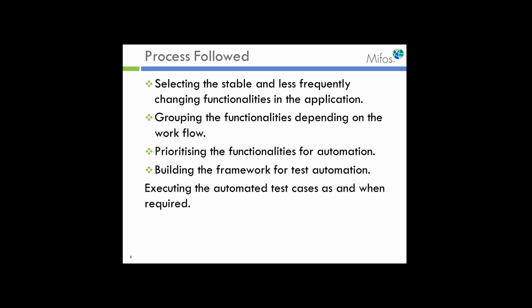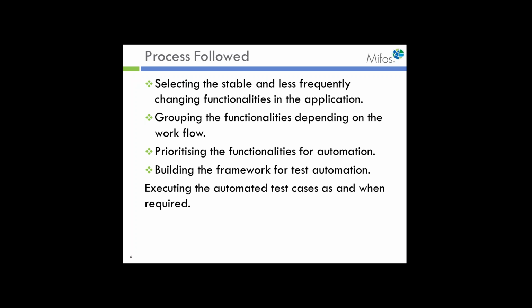We have grouped the functionalities depending on the workflow. In loans we have so many features like tranche loans and guarantor loans. According to that we have grouped them and prioritized the functionalities for automation. Right now we started with the simple loan functionalities. We need to implement the interest rate calculation and those things, so that we are doing right now.